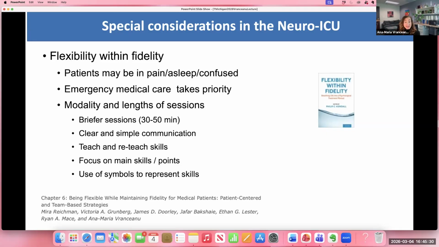Very important to have clear and simple communication and skills. I think a lot of the times, particularly in psychology, there's a lot of jargon that we're using. So again, very simple language, teaching and reteaching skills. So Recovering Together is designed such that the core skills are delivered in the first 2 sessions, and then we build on those and make them apply to various scenarios over time. And we also develop symbols that represent the skills to try to help our dyads.